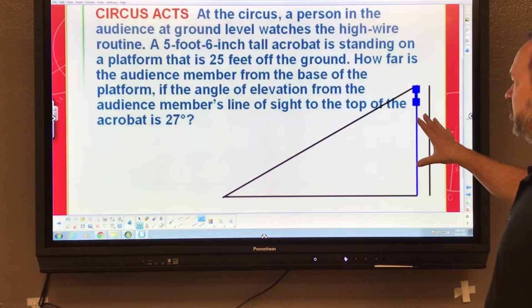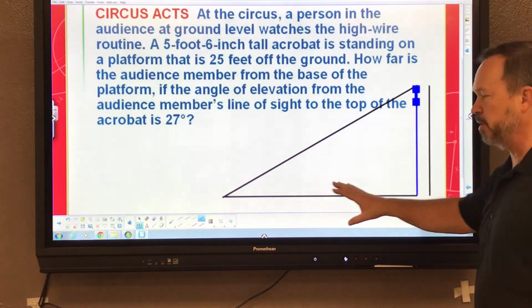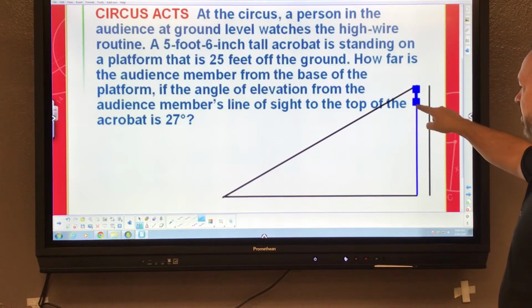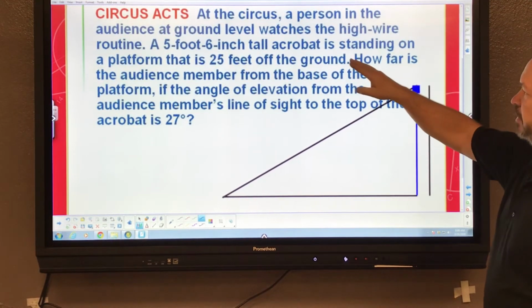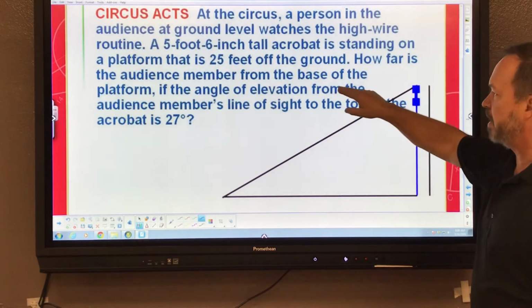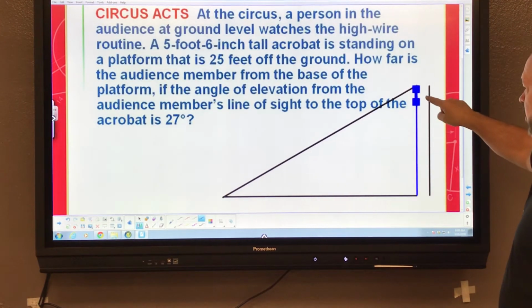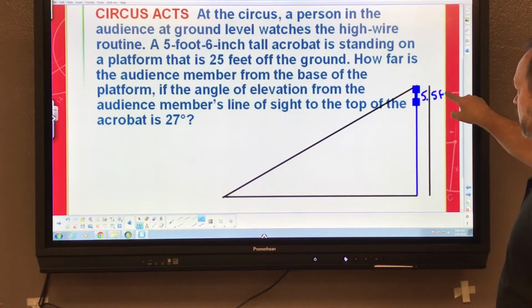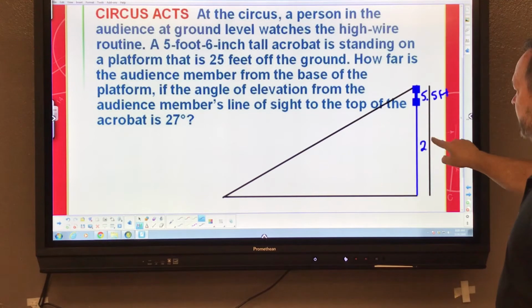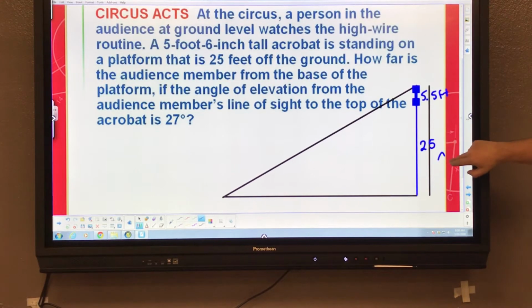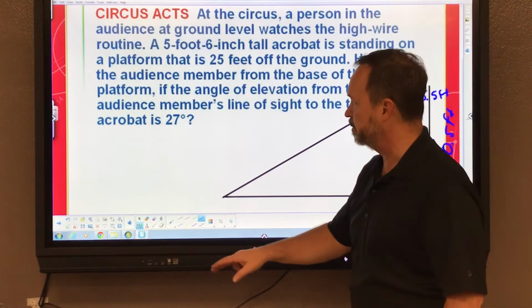Now, I've added this picture to this problem, and what I did was I went ahead and drew my right triangle, and I looked at this distance here to the platform, because it says the person is standing on a platform. This is a high wire act, they're getting ready to walk on this wire out through here. And so when I look at this, this person is 5.5 feet tall, and the platform is 25 feet off the ground. So you can see this whole thing right here is going to be 30.5 feet. And that's some analytical things you need to bring to the table here to be able to understand this.